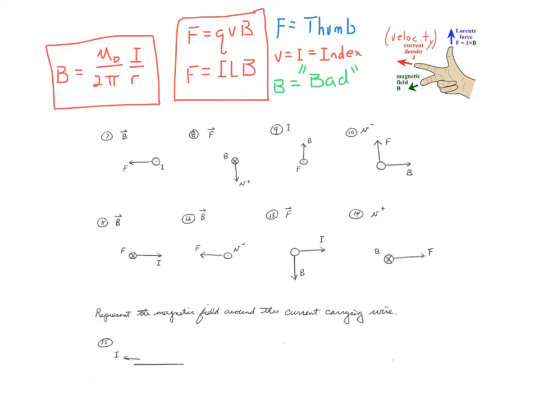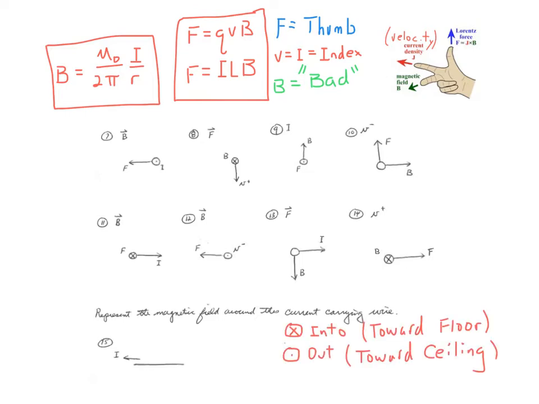But we have some conventions here. Let me write those down. As noted over here to the right, the X means into. Basically, in all the problems we'll be doing, that is toward the floor. The circle here just contains the X. The X is the important thing. That means into, towards the floor. And the dot means out of, or toward the ceiling, towards the sky. So those are the conventions we're going to keep in mind.